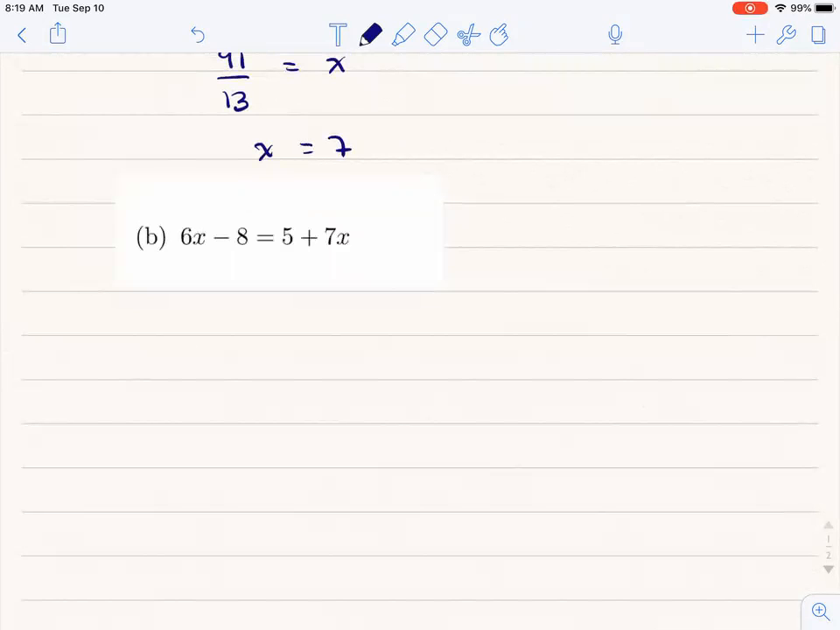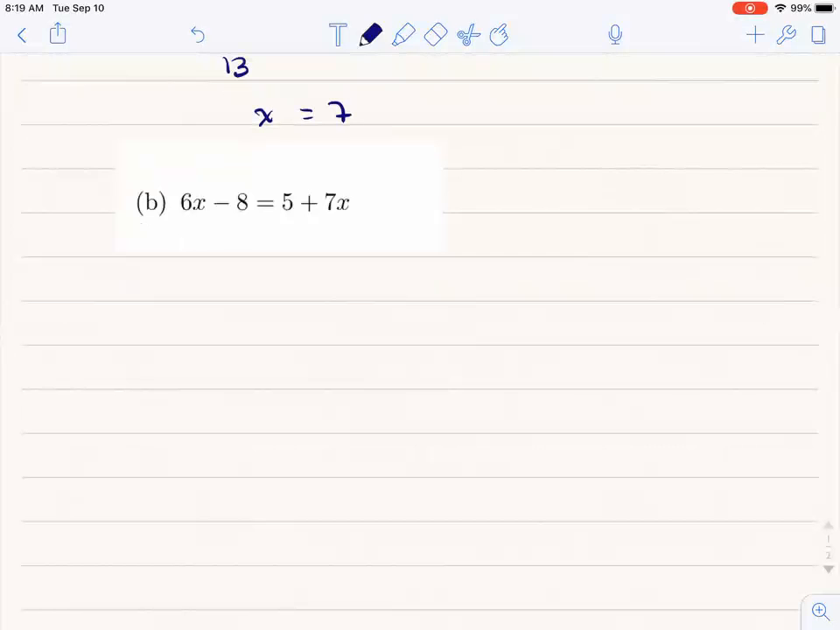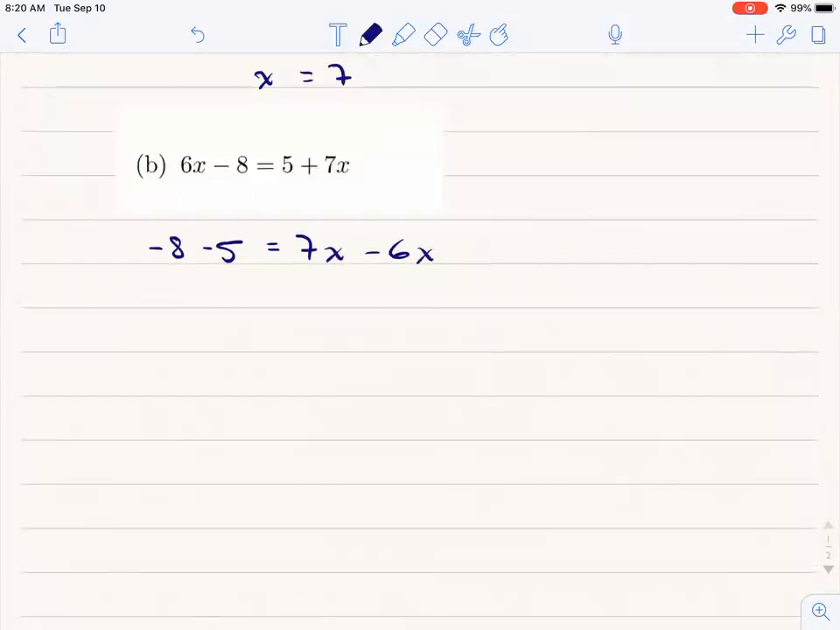So what am I gonna do? Well, I don't want to deal with a negative x. So what I'm gonna do is I'm gonna move the 6x over to the right-hand side and move the 5 over to the left-hand side, right? And I'm gonna do that in one shebang. Okay. So I'm gonna have -8 minus 5 is 7x minus 6x. Right? Just kind of untangling the mess. Okay. Of course, there's steps in between there that you could be showing, but nah.